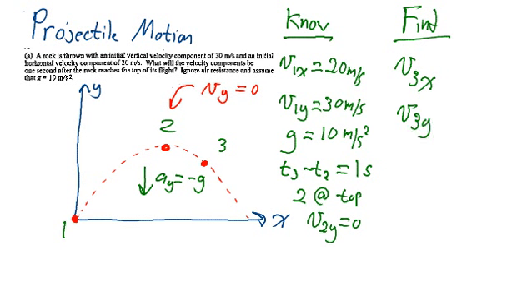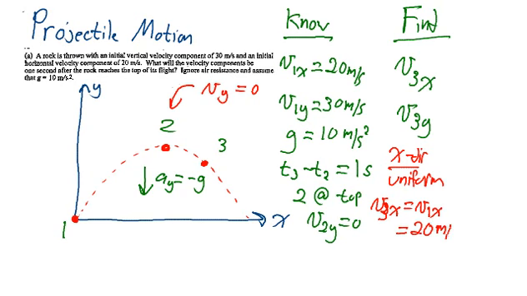Alright, so we know that in projectile motion, in the x direction, the motion is uniform. So that means there's nothing to change the velocity in the x direction, and so v3x should be equal to v1x, and that's going to be the value that was given, the 20 meters per second. So the x velocity always remains the same in projectile motion, and that's actually part of the model that we use to solve the problem.